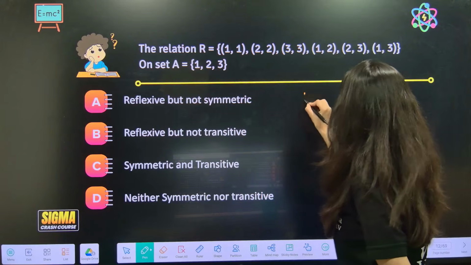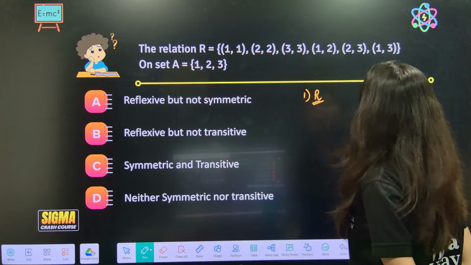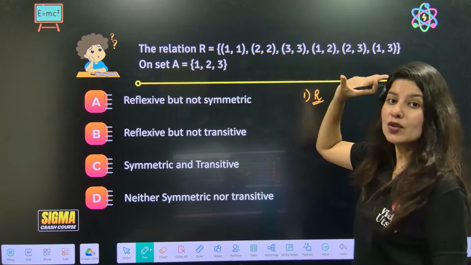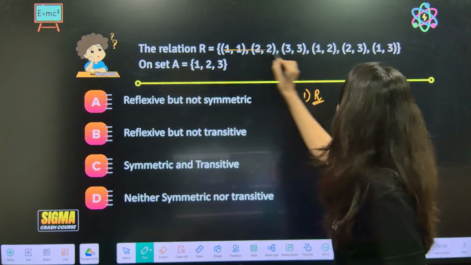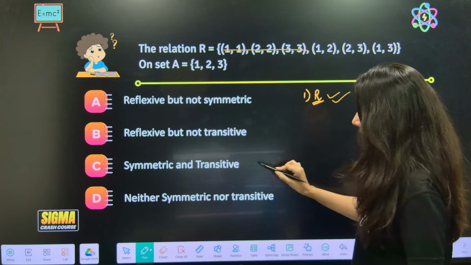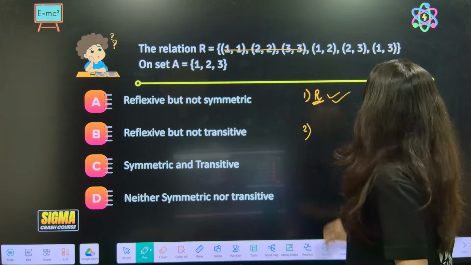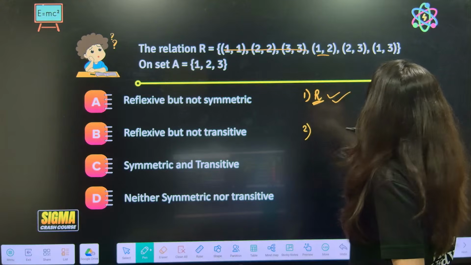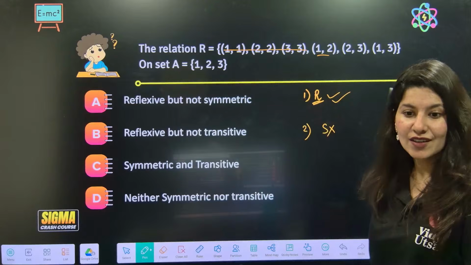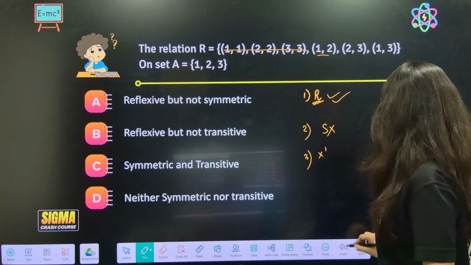Okay. Relation R on set A is what? First, let's check reflexive. Reflexivity we are checking. So for reflexive, is 1, 1, 2, 2, 3, 3 there? Yes, 1, 1, 2, 2, 3, 3 is there. It is reflexive. Second, now 1, 2 is there, but 2, 1 is missing. Symmetry is not there. Not symmetric.